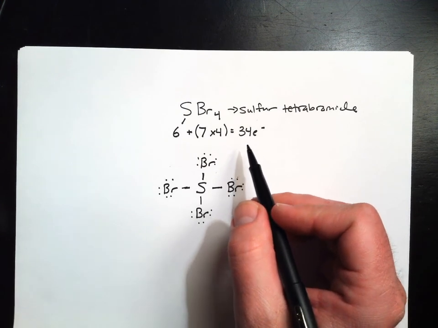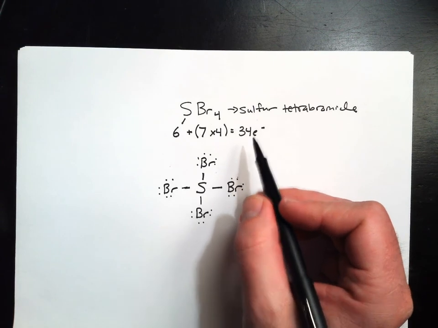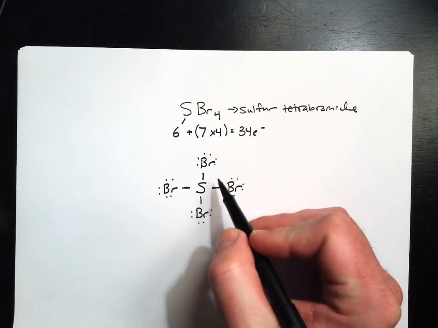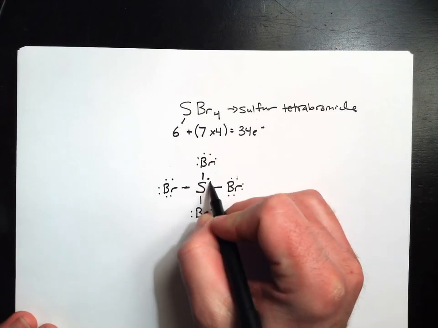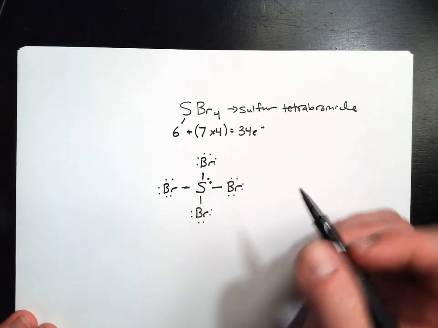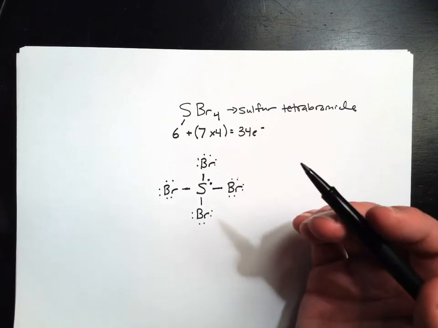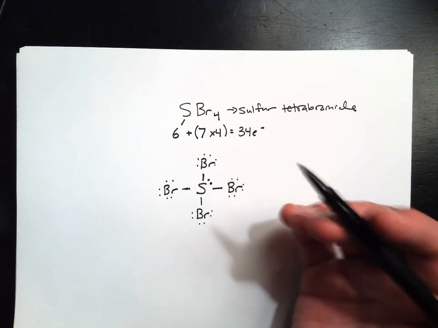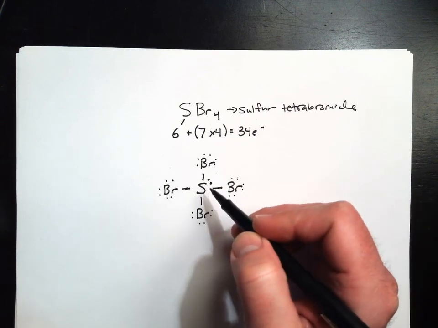Step 4 says, if you have leftover electrons, which we do, we put them on the central atom, even if doing so results in more than an octet. So we like the octet rule. We think it's a rule, but it doesn't always happen that way. Some elements, especially those central atoms, end up with more than an octet.